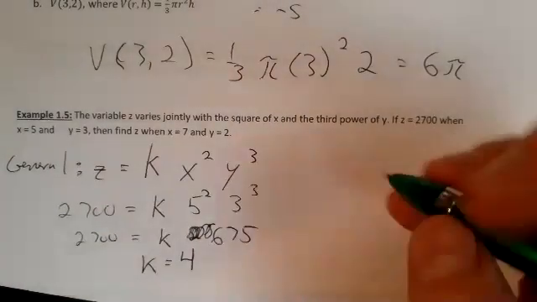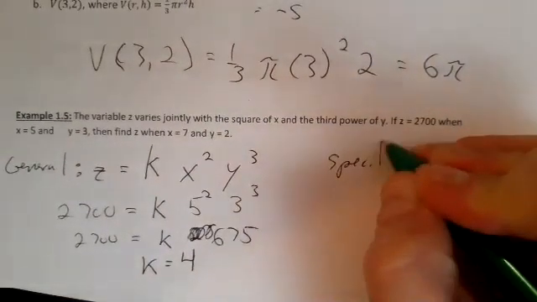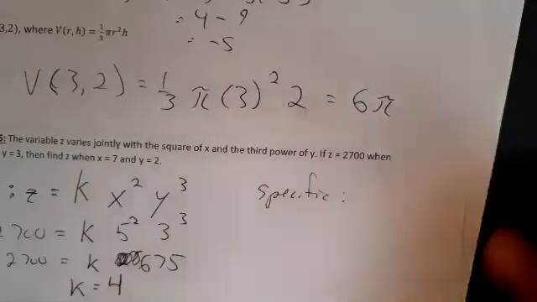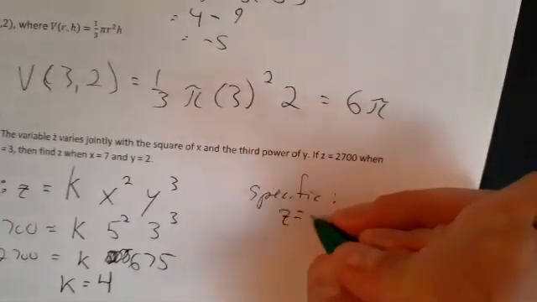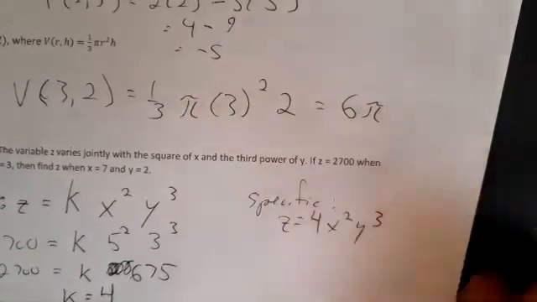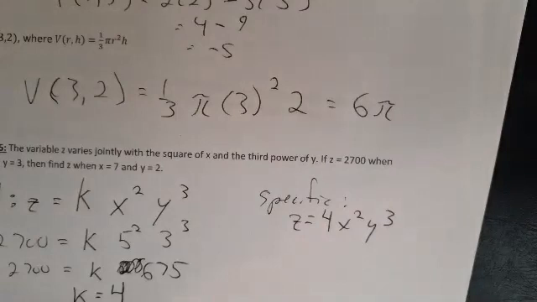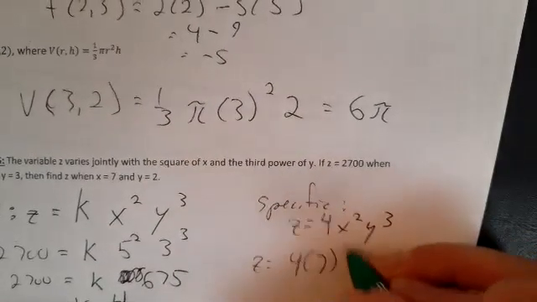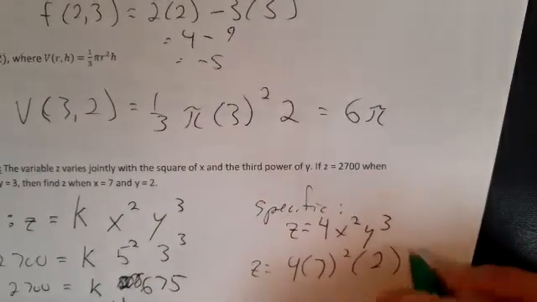And so now I should have a specific formula. And so my specific formula just looks like my general formula with the k plugged in. Now I have a specific formula. Now they're going to give me some sort of values to use with this thing. So now they want me to find z when my x is 7 and my y is 2. So now I'm just plugging in values: 4 times 7 squared times 2 to the third.